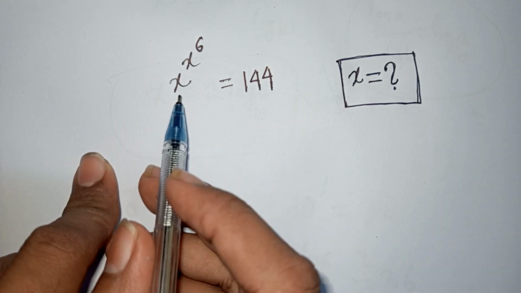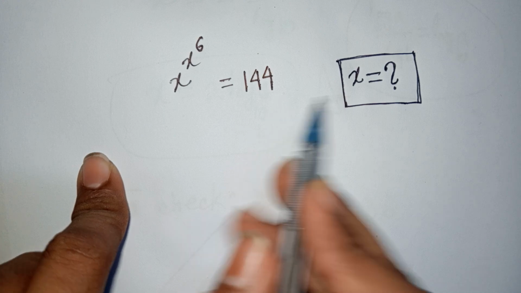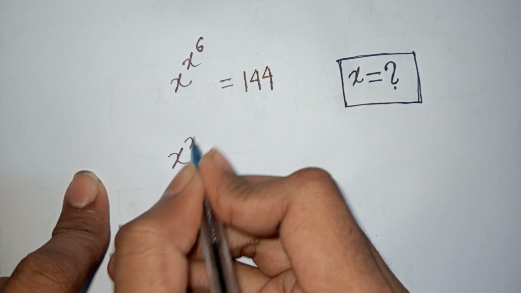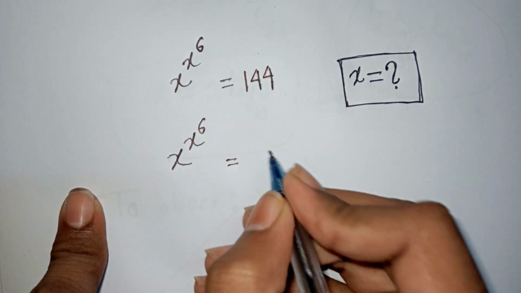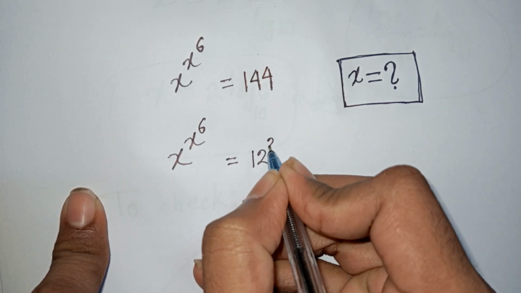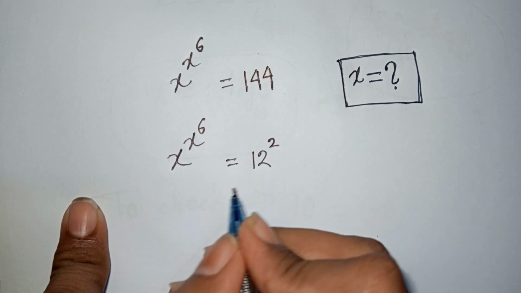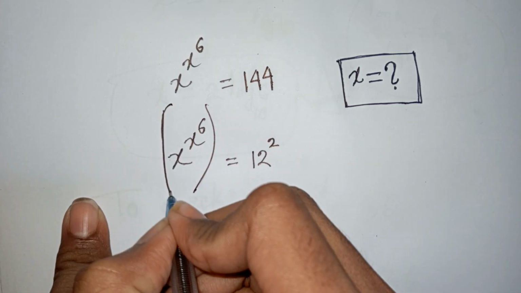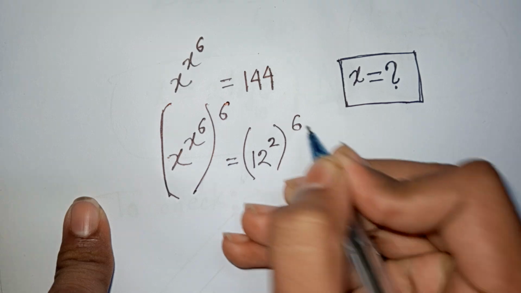How to solve? x power 6 is equal to 144. Find the value of x. So we have x power 6 is equal to 144, which is the same as 12 squared. Now we raise both sides to the power of 6. So multiply by power of 6 on both sides.